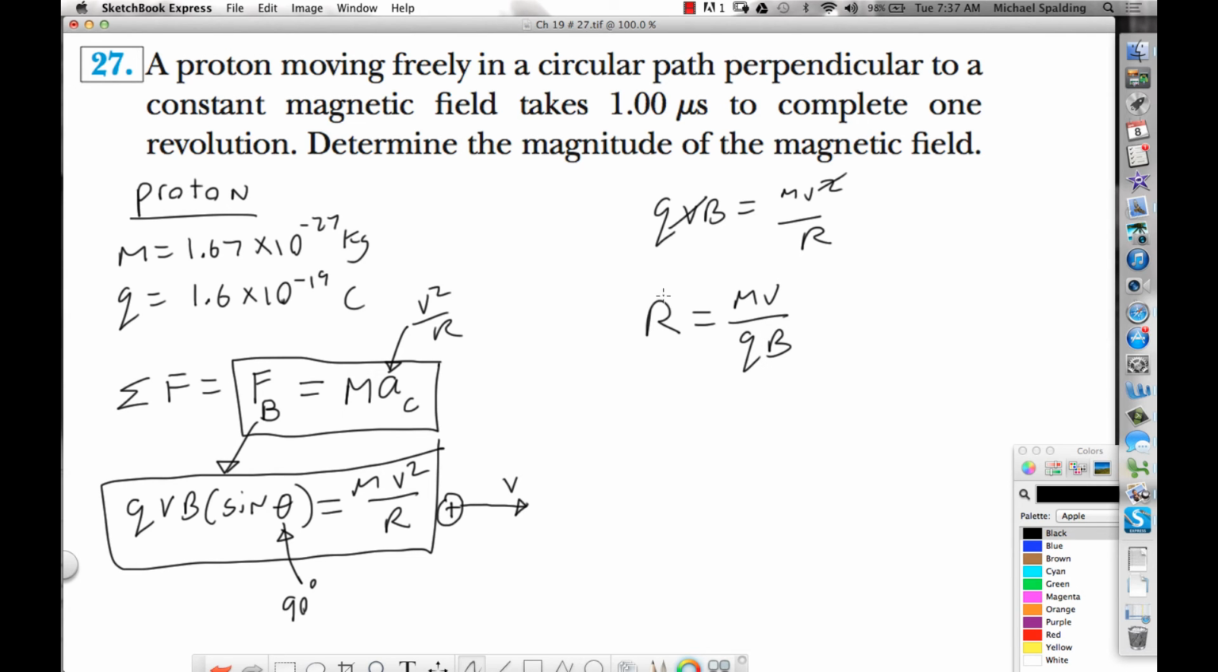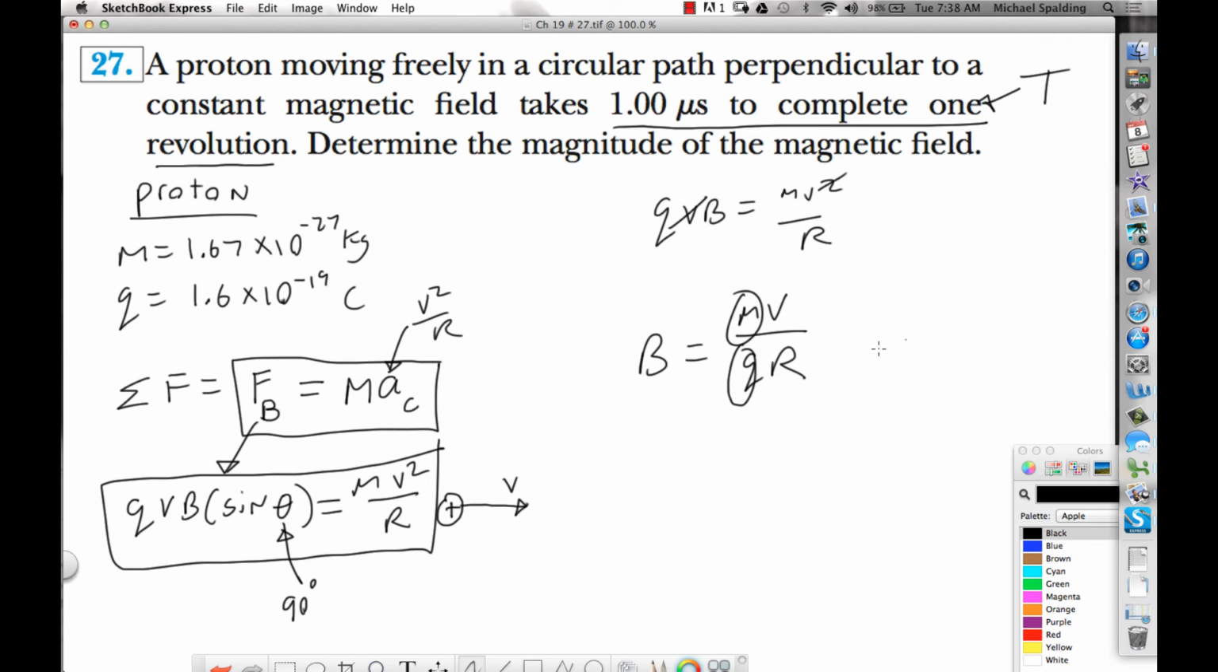Now, we're solving for B, sorry, it says determine the magnitude of the magnetic field. So we'll solve this for B. B is going to equal m v over q r. We have the mass of the proton, and we have the charge of the proton. Now, how are we going to finish this problem? Well, they give us the period. It says here it takes 1 microsecond to complete one revolution. That information is the period. So how can we work this into the problem?